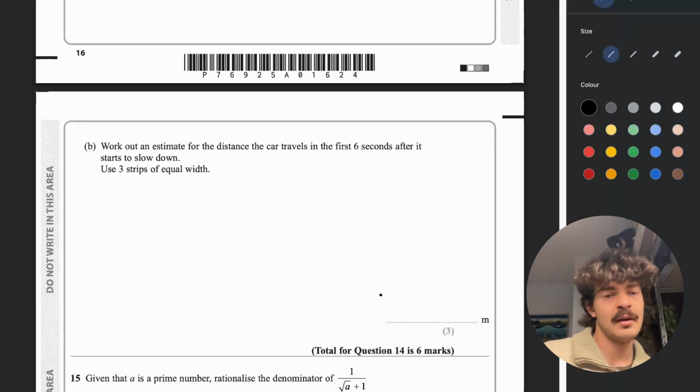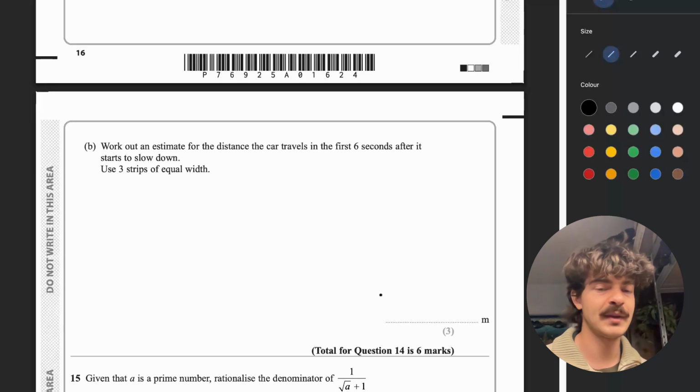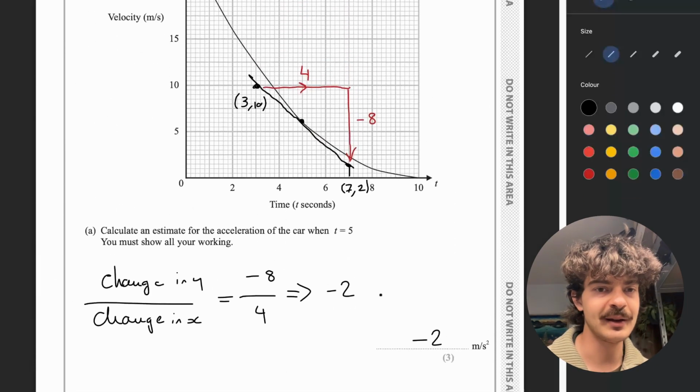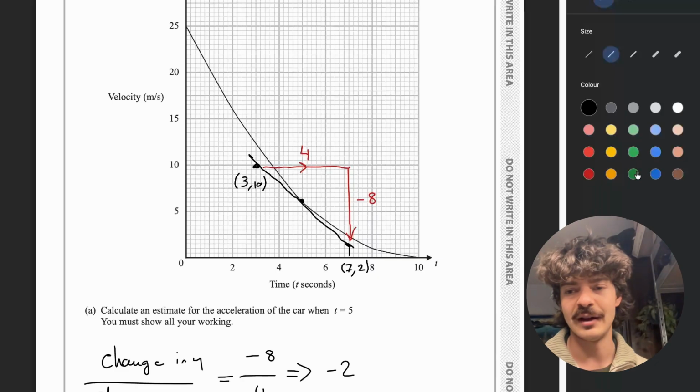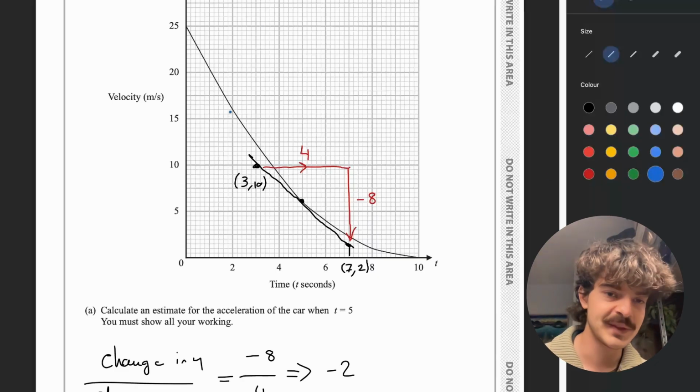Cool. Work out an estimate for the distance the car travels in the first 6 seconds after it starts to slow down. Use 3 strips of equal width. Okay, for 3 marks, this is all right. We're just going to be finding the areas of 3 trapeziums. I'll use a blue in this question to make it a little bit clearer.